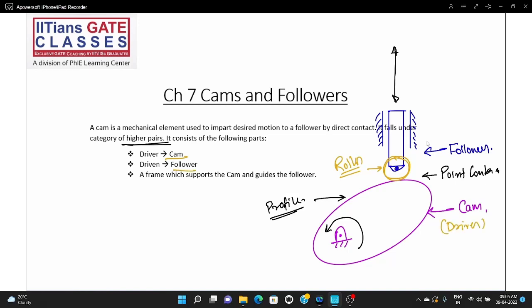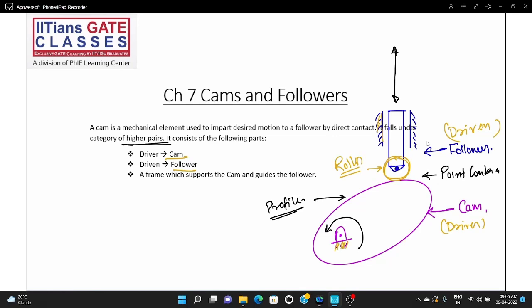The follower is the driven, right? And there will be a frame. For example, this is the frame which is supporting the cam, and this is the frame which is supporting the follower. So there will be a frame which supports and guides the cam, and supports the cam and guides the follower, right? So these are the three basic parts of a cam and follower.